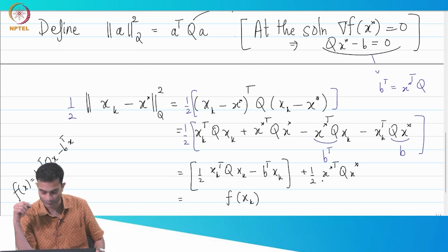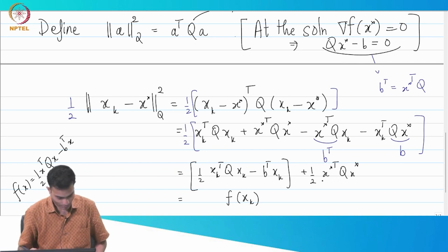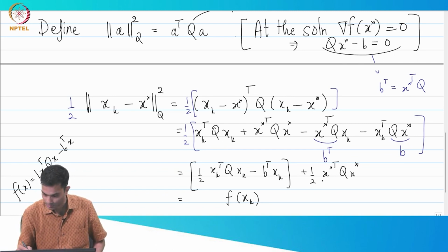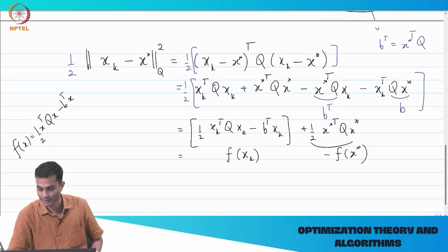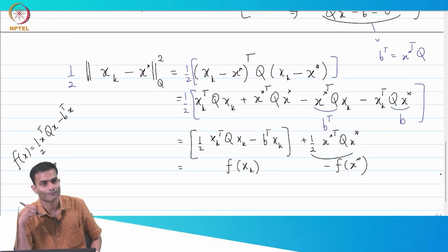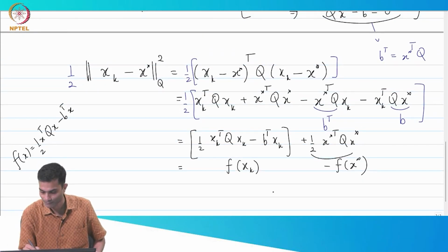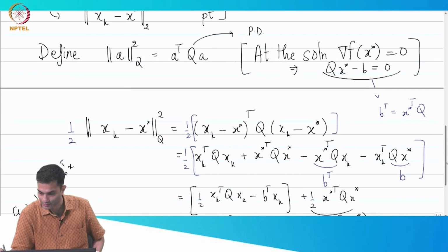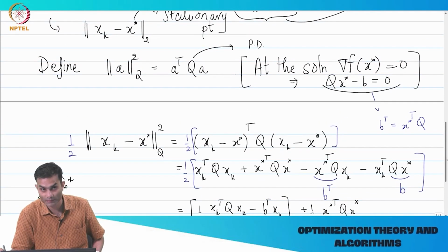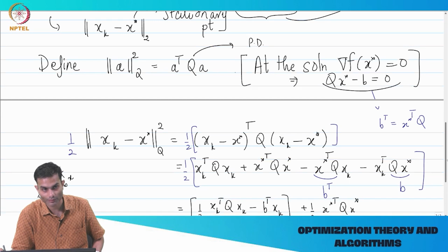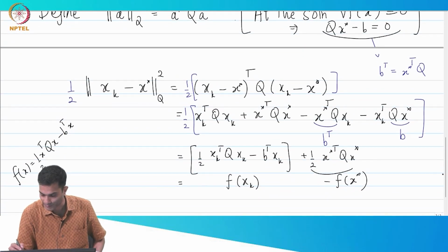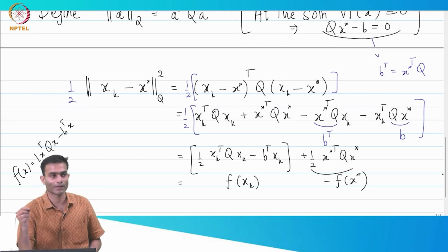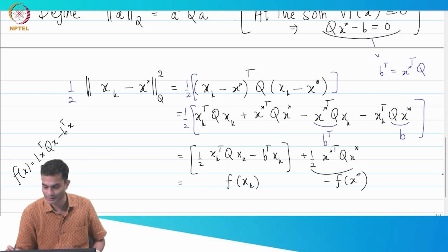Minus f of this term is minus f of x star. Okay. Why is that? X star, let's see that. X star is Q inverse B. Therefore, I mean, it is correct, but does everyone follow what has happened over here? How this became minus f of x star?